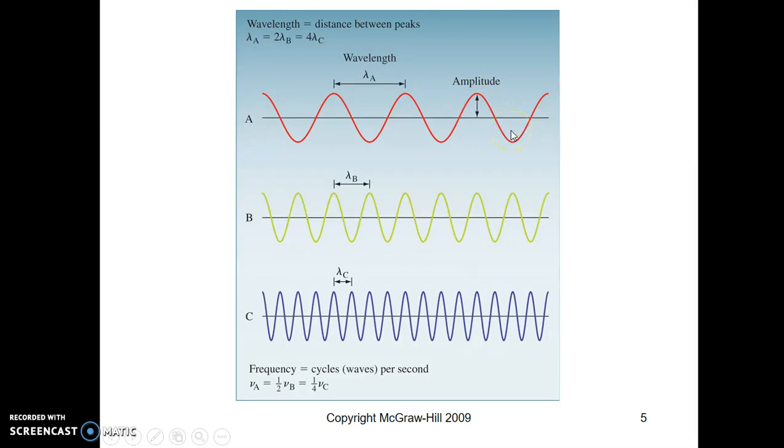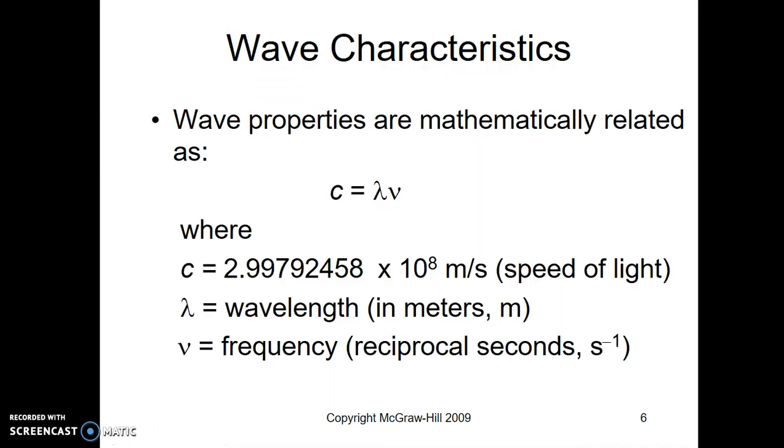So you should recognize that these properties are mathematically related by this equation: c, representing our speed of light, is equal to the frequency times our wavelength.